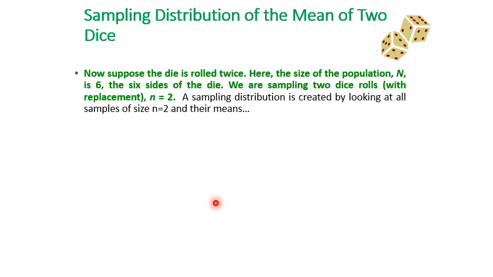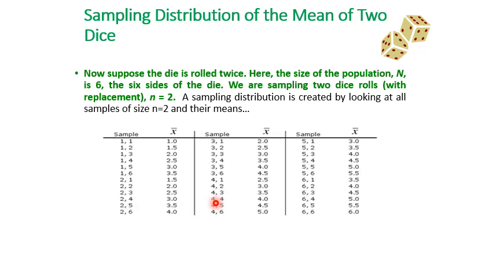So let's now imagine the sampling distribution of the sample mean through this example. Okay, in the previous example we studied the distribution of the number of spots that I will get when I roll a die. Now let's imagine the experiment when a die is rolled twice. We will have 36 possible samples, as we see. 1 on the first roll, 1 on the second roll, 1 on the first roll, 2 on the second roll, 1 on the first roll, 3 on the second roll, and finally 6 on the first roll and 6 on the second roll. We have 36 possible outcomes.